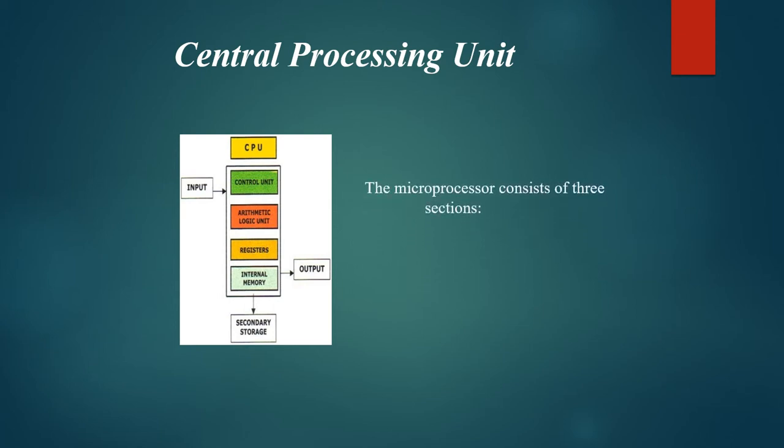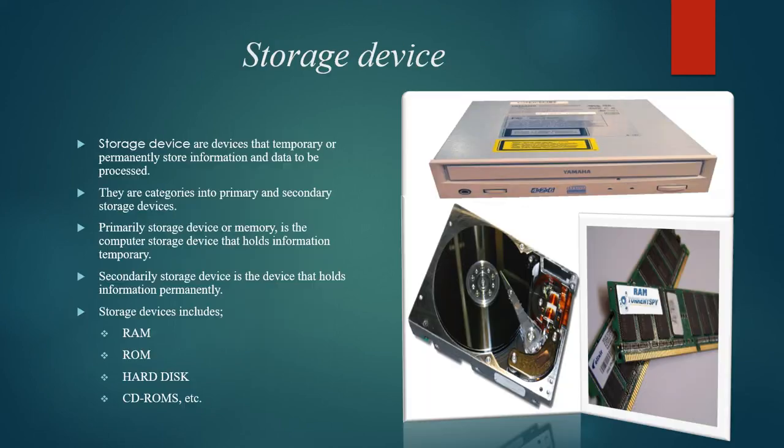So the microprocessor consists of three sections. The first one is the arithmetic logic unit. That's where calculations are done. The second one is the registers. They hold the data for the calculations. And the control unit controls the activities of the CPU.